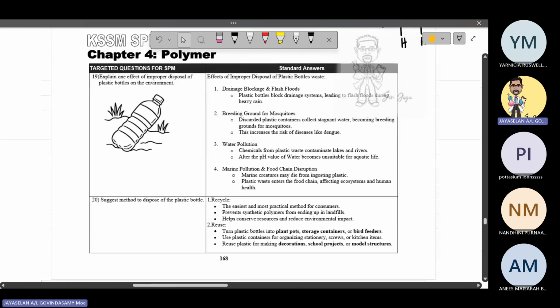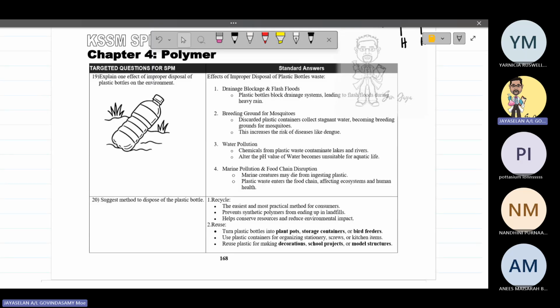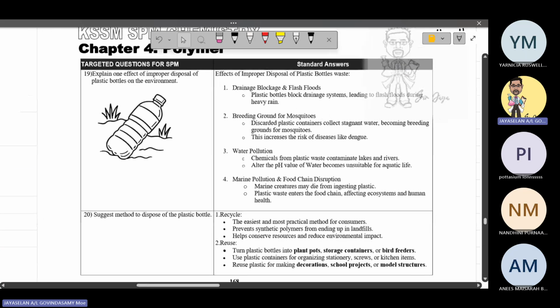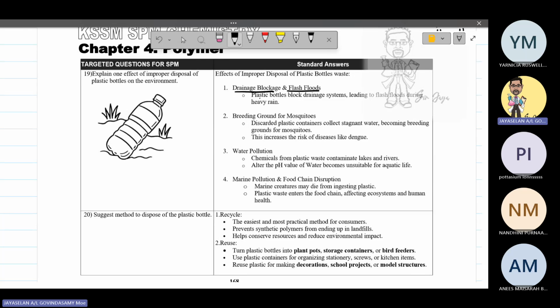For polymerization, polymer, let's say pollution, they show you anything, the waste, plastic waste, rubber waste, any waste. If they ask what is the pollution caused, the answer is already here. First one, you just put drainage blockage and flash flood. So plastic waste. Say in your exam they show rubber waste, tires that are thrown away. Same answer, so you change it to tire waste. Tire waste blocks the drainage system, leading to flash flood during heavy raining. You already score 1 mark.